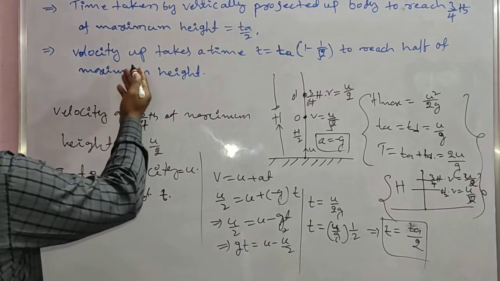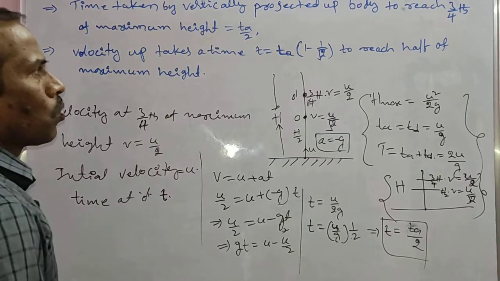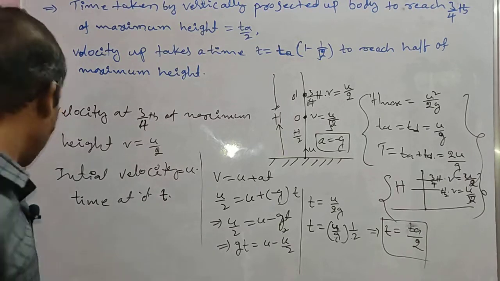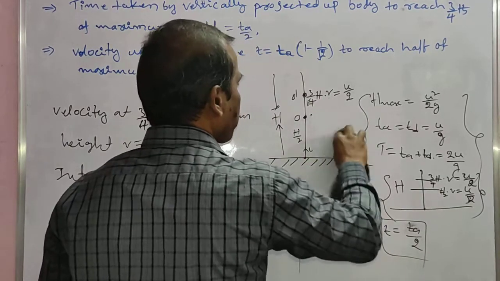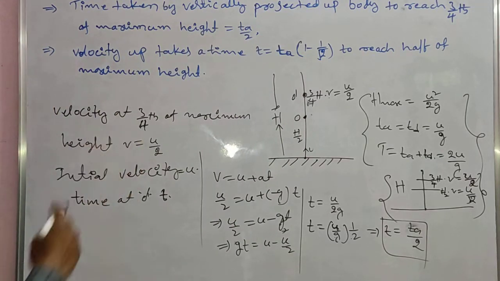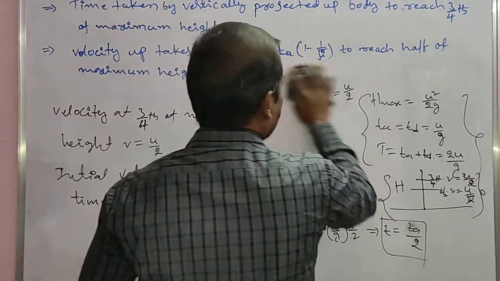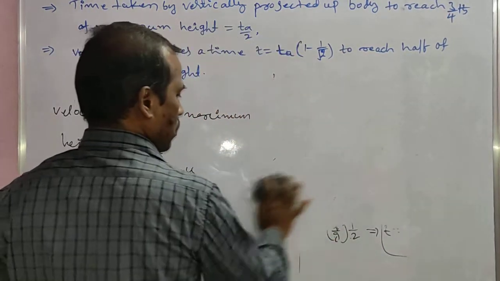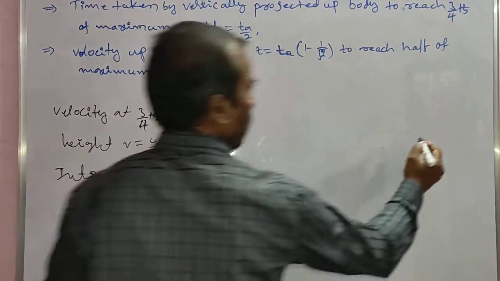Next condition: the body takes a time t equal to ta into 1 minus 1 by root 2 to reach half of the maximum height. First of all, that was the first case, the body reaching 3/4 of the maximum height. Next case, note this one: the body reaching half of the maximum height, and the velocity at half of the maximum height.